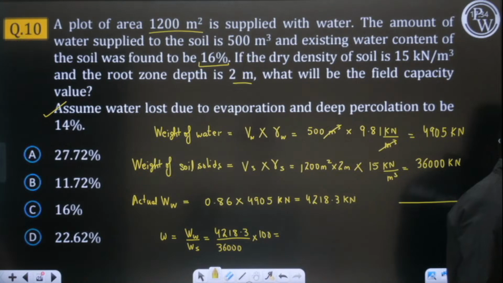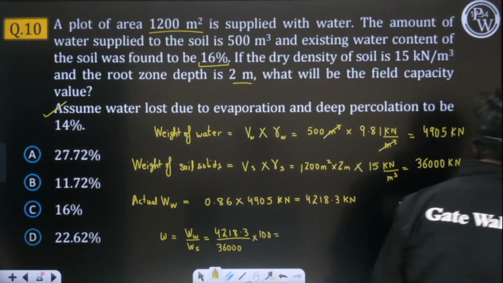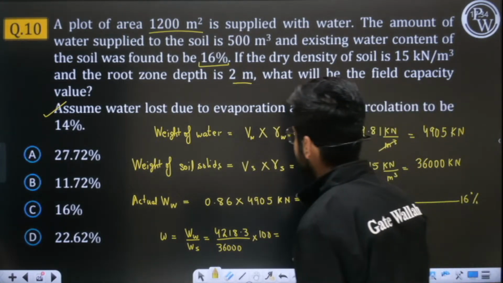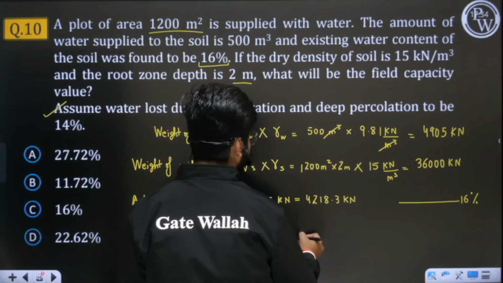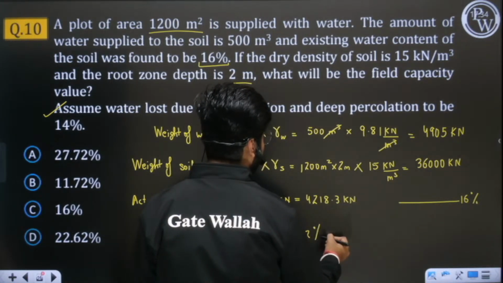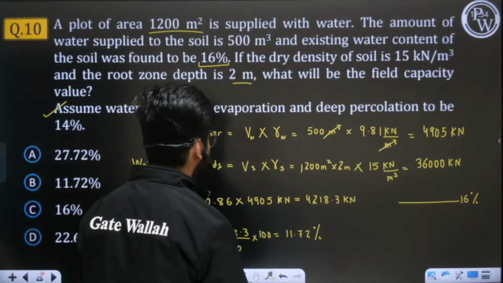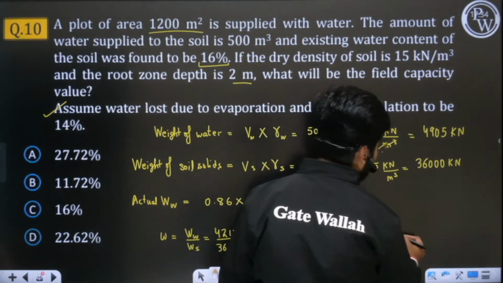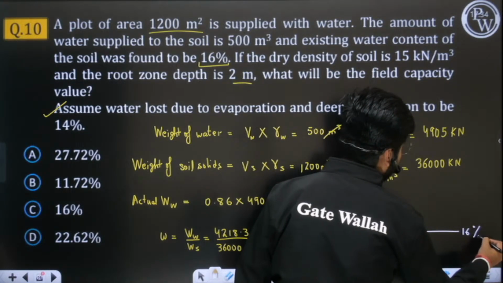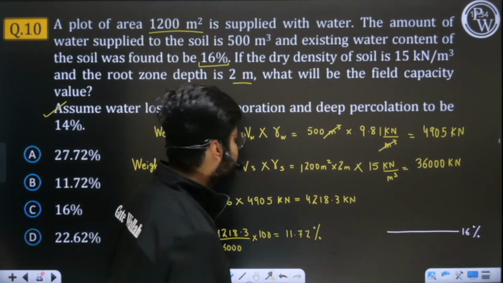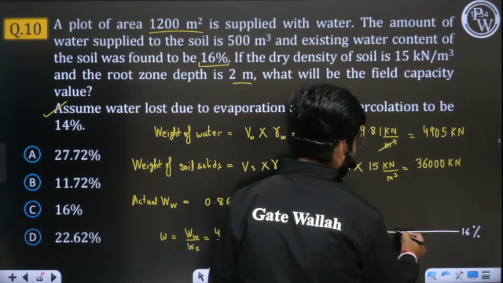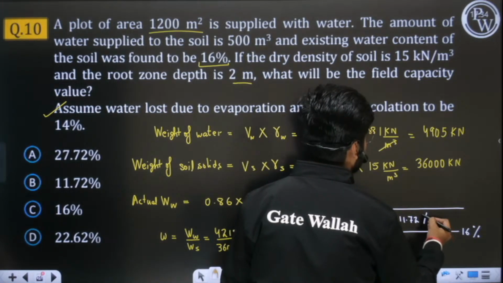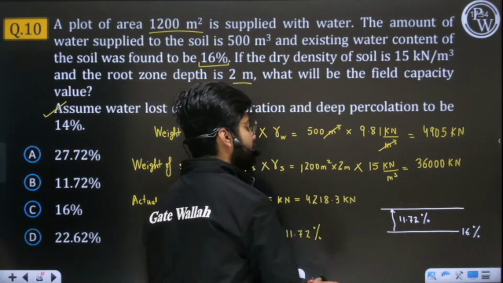Yes. So how much is this coming? This is coming out to be 11.71 something, but you can round it off to 11.72. That means initially the water level was at 16%. Now you have increased it by 11.72% after losses. This is the percentage which you have increased.